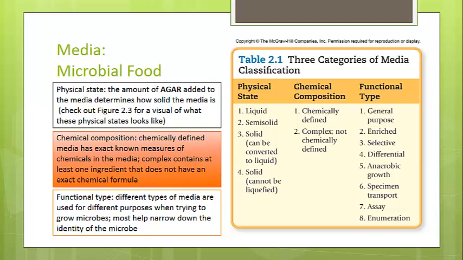But then we have other things like enriched and selective and differential media, and those will grow only certain types of organisms. And we'll talk more about that during lab time, but it's important that you understand that we have different types of media. They're used for different applications.